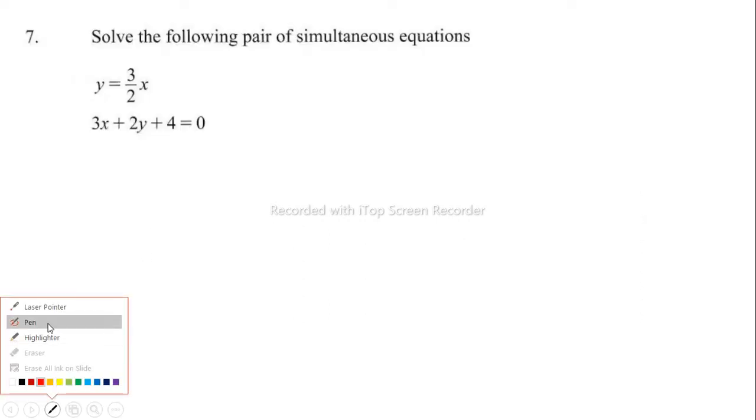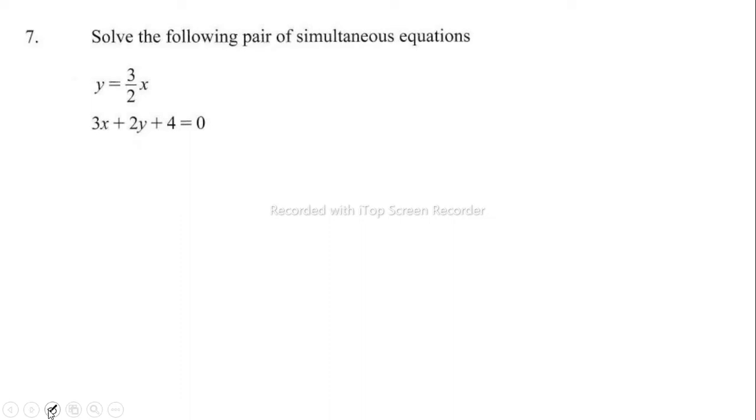Alright, so this one, there are two ways to do simultaneous equations. We can either... Thank you so much for the notes that you're sending in, and also if you are here, please place present in the chat box.